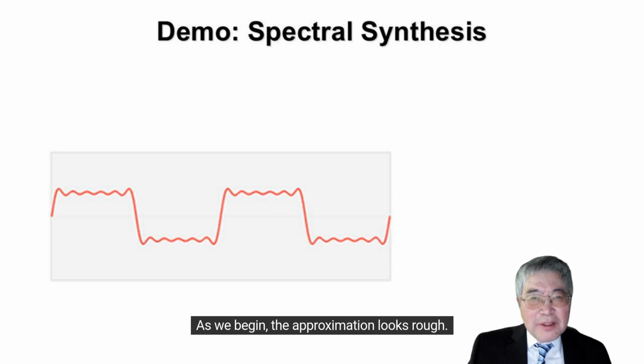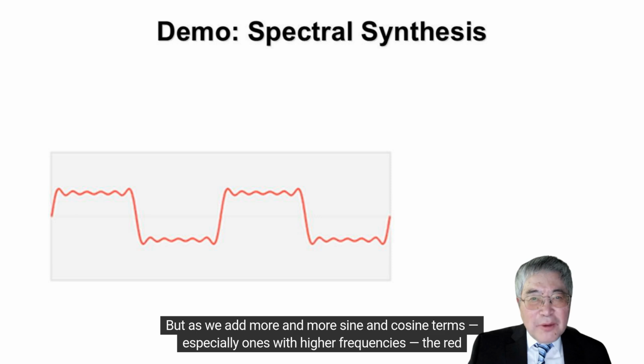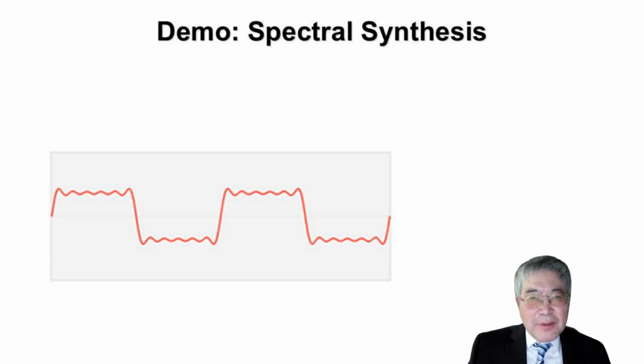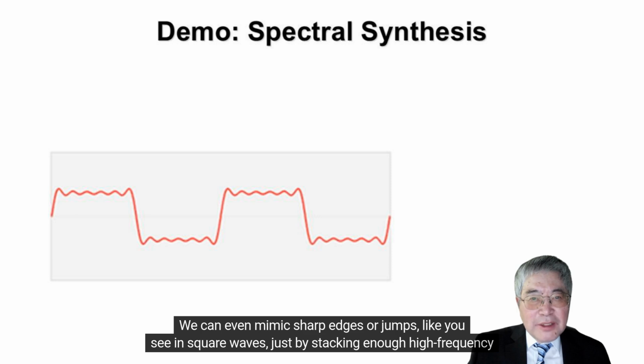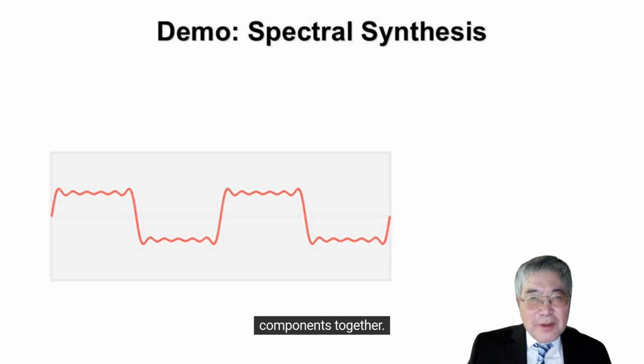As we begin, the approximation looks rough. But as we add more and more sine and cosine terms, especially ones with higher frequencies, the red curve starts to take shape. We can even mimic sharp edges or jumps like you see in square waves just by stacking enough high-frequency components together.